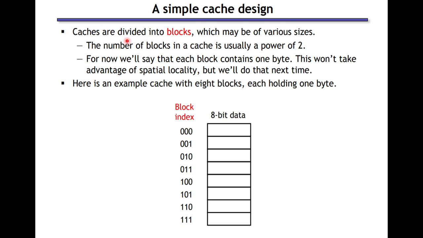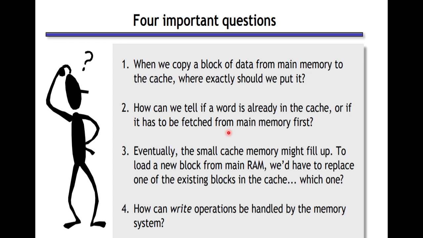Caches are divided into blocks, which may be of various sizes. The number of blocks in a cache is usually a power of 2. For now we will say that each block contains 1 byte. So here is a cache with 8-bit data. Each block size is 8-bit data.